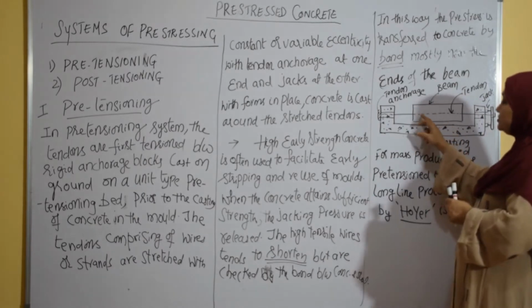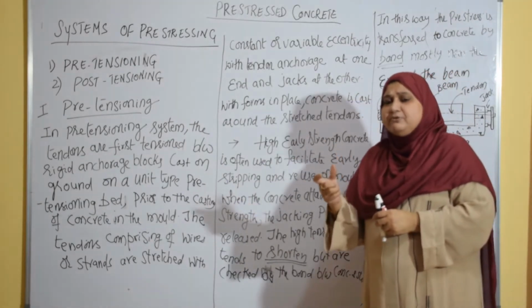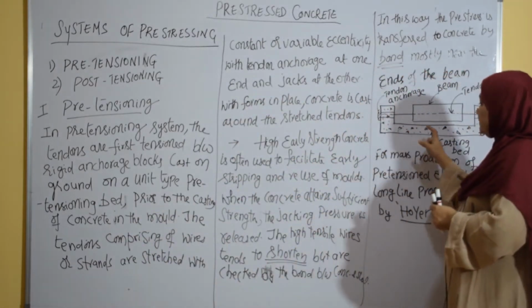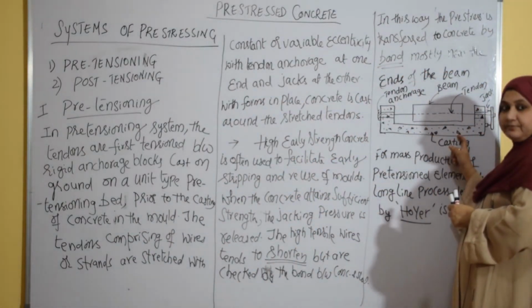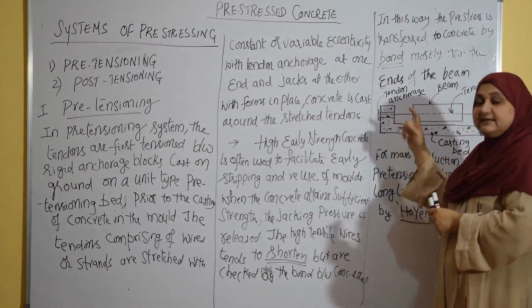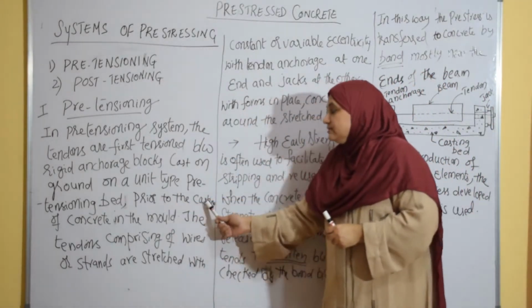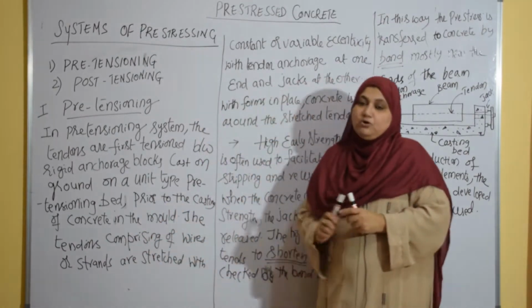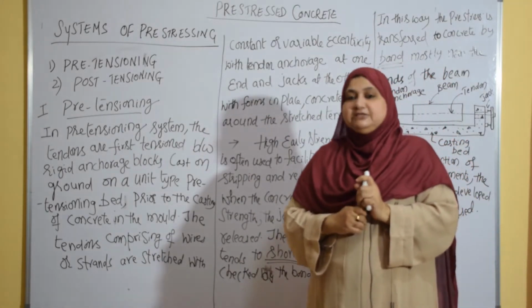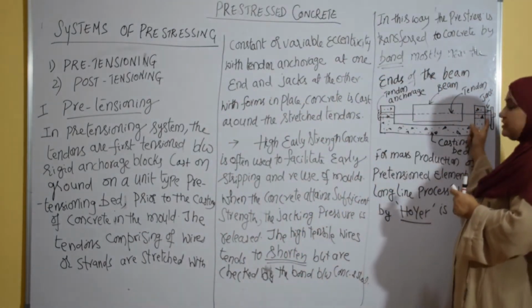Unit type means you can manufacture a single beam, a single unit at a time. It can be a beam, a pole, or a pipe, but single. So on a unit type pre-tensioning bed, there are two anchorages, and in between those two anchorages the tendons are first tensioned, prior to the casting of concrete in the mold. Before the concreting is placed, the tendon is tensioned. You can see there are two anchorage blocks.